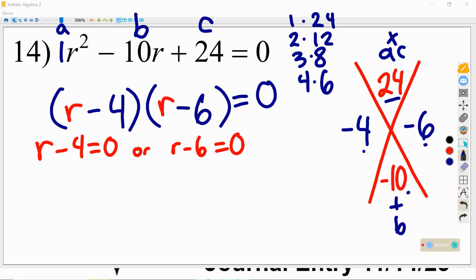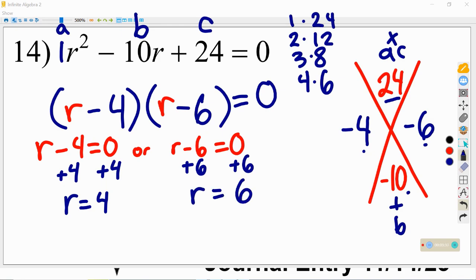Okay, so this last step is important. We'd be adding 4 to both sides here, and we would see that r is now equal to positive 4. In this equation, we'd be adding 6 to both sides, and so we would get r is equal to positive 6. And we'd have the word or in between those 2 solutions, right? So this problem would be complete now.